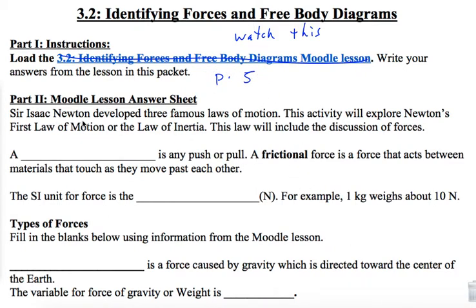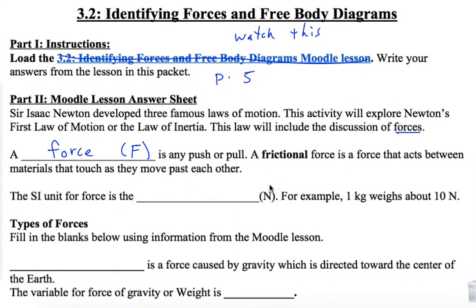Sir Isaac Newton developed 3 famous laws of motion. This activity will explore Newton's first law of motion, or the law of inertia. This law will include the discussion of forces. So on this page, we're going to talk about a bunch of different forces. A force, which we can write with capital F, is any push or pull.